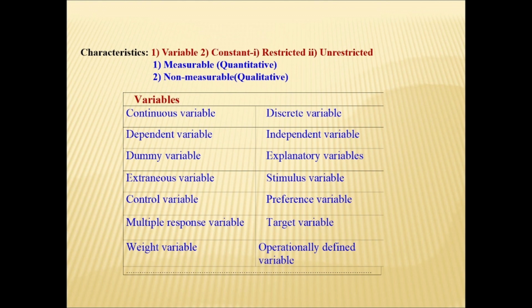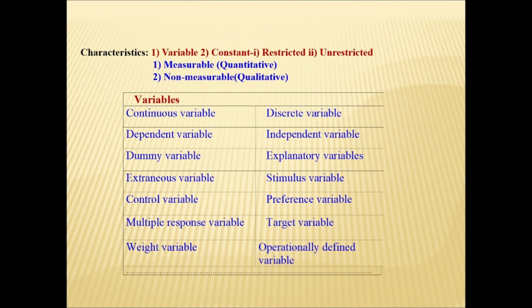There are certain common characteristics which do not change. This is known to all. The characteristics can be divided into two parts: one is the variable part, another one is constant. Constant can be restricted constant or unrestricted constant. I'll give you some small examples.